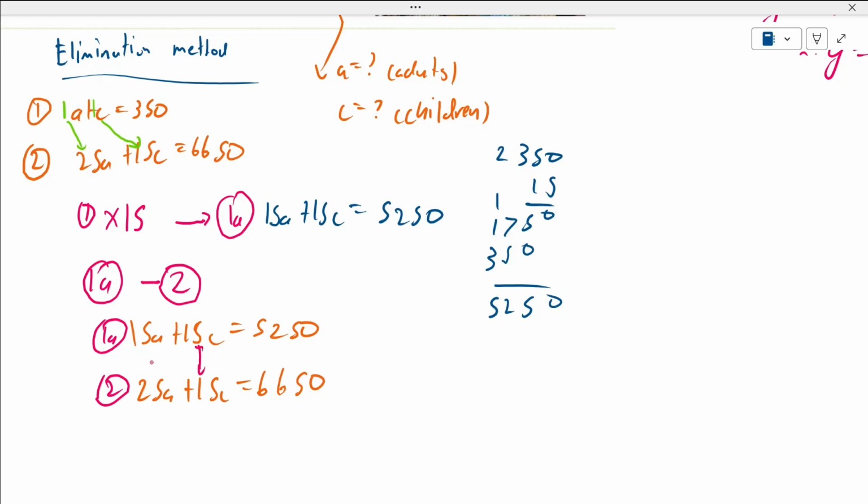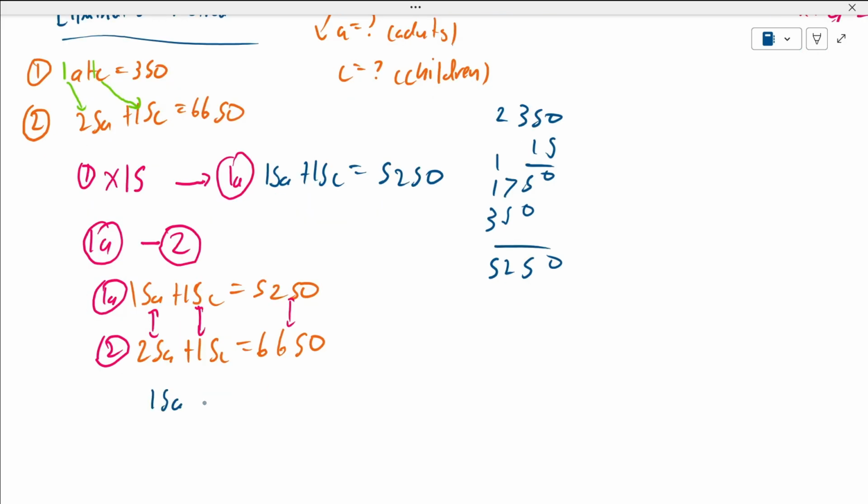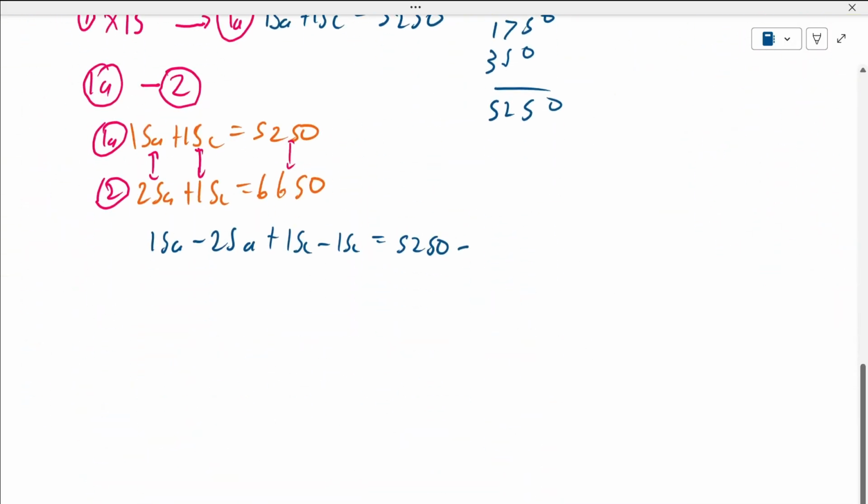Okay, so now I just want to subtract these. We need to subtract the two coefficients and the constants. So we can rewrite this as 15A minus 25A, and obviously the 15C's are going to cancel out because we made their coefficients the same. And now we do 5,250 minus 6,650. So 15A minus 25A is negative 10A. The 15C's cancel because they're 0, so you can put plus 0 here if you want, but it's not really necessary. That's going to be 5,250 minus 6,650, which is negative 1,400.